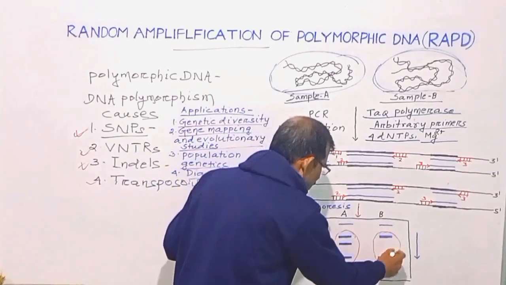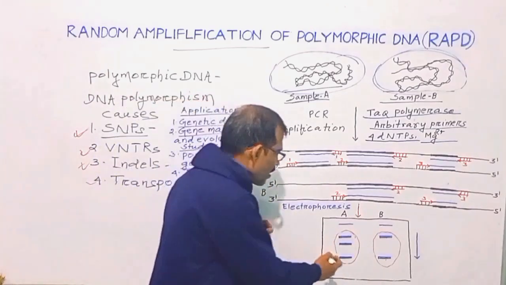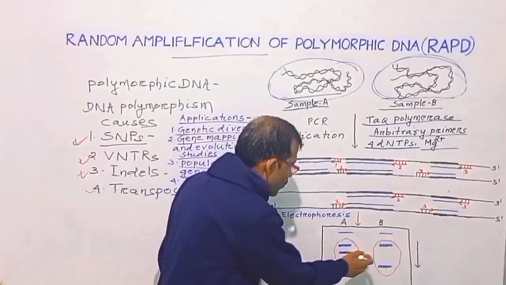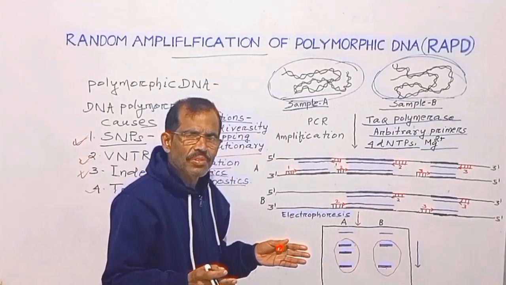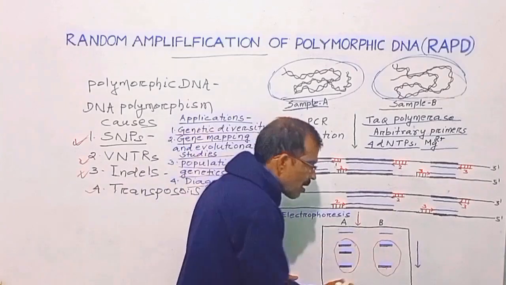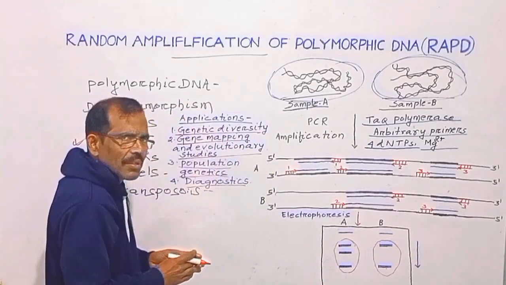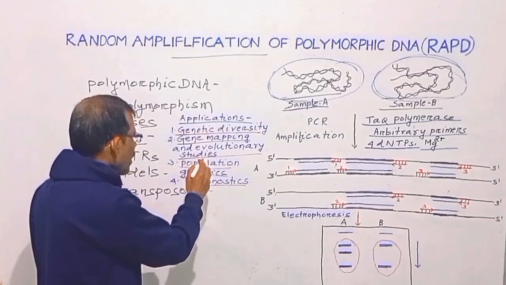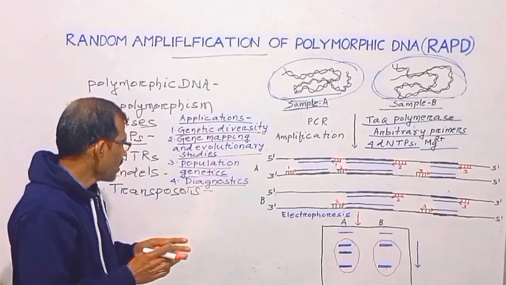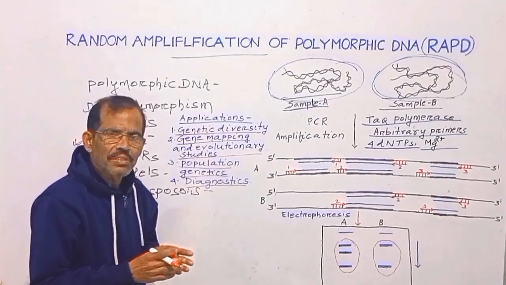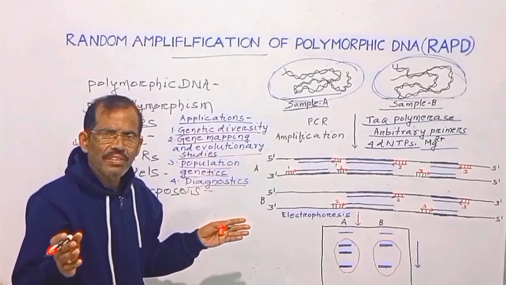This banding pattern of DNA of different samples serves as a DNA fingerprint. These differences in DNA banding pattern of different individuals, or this genetic fingerprint, help us to assess genetic diversity, also in gene mapping and evolutionary studies, in population genetics, in diagnostics, for paternity testing, and also for plant and animal breeding.